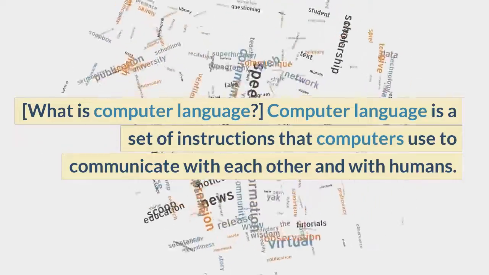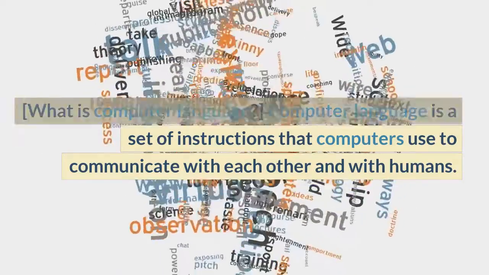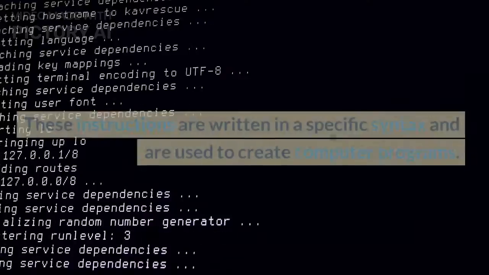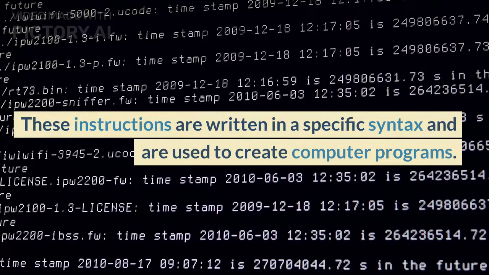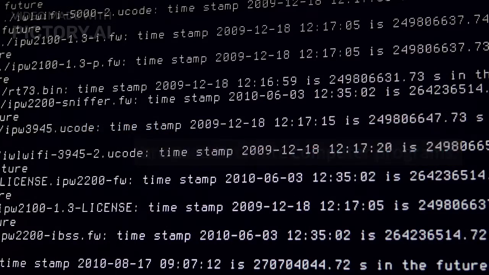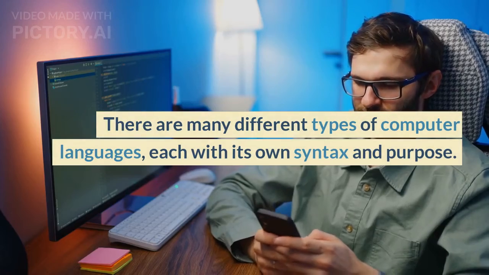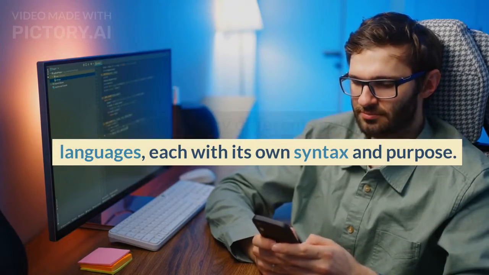What is computer language? Computer language is a set of instructions that computers use to communicate with each other and with humans. These instructions are written in a specific syntax and are used to create computer programs. There are many different types of computer languages, each with its own syntax and purpose.